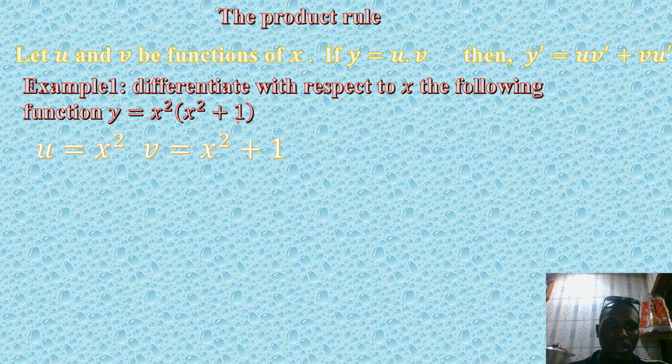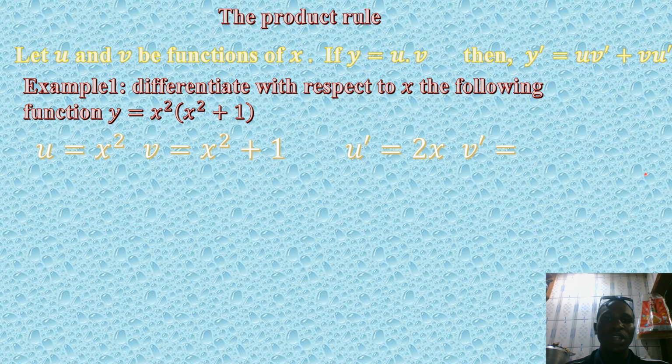Okay, so one part of the product will be u and one part will be v. Another student might let u be equal to x squared plus 1 and v be equal to x squared. The order does not matter because multiplication is commutative. So don't cram the formula, just understand the principle. Let u be one part of the product and the other part will automatically be v.